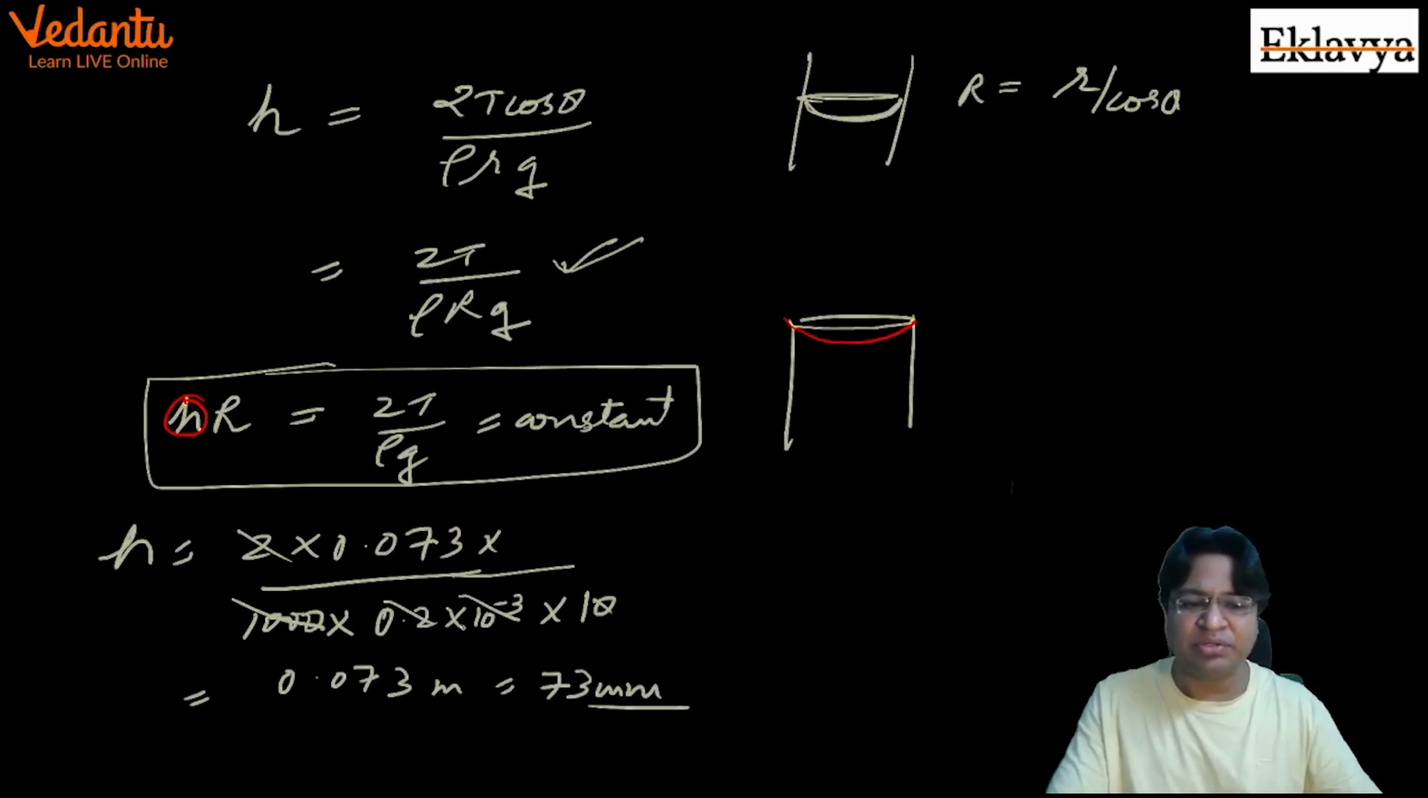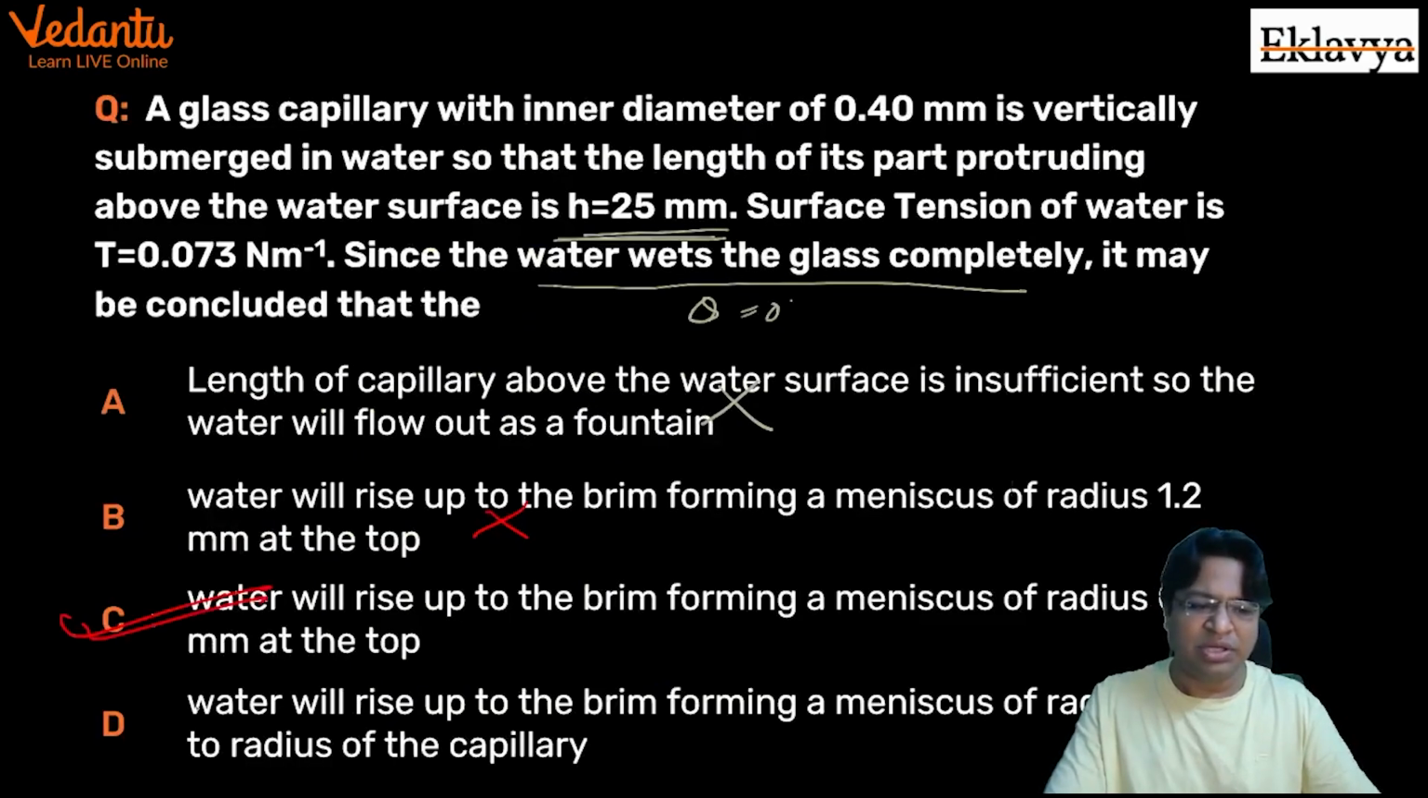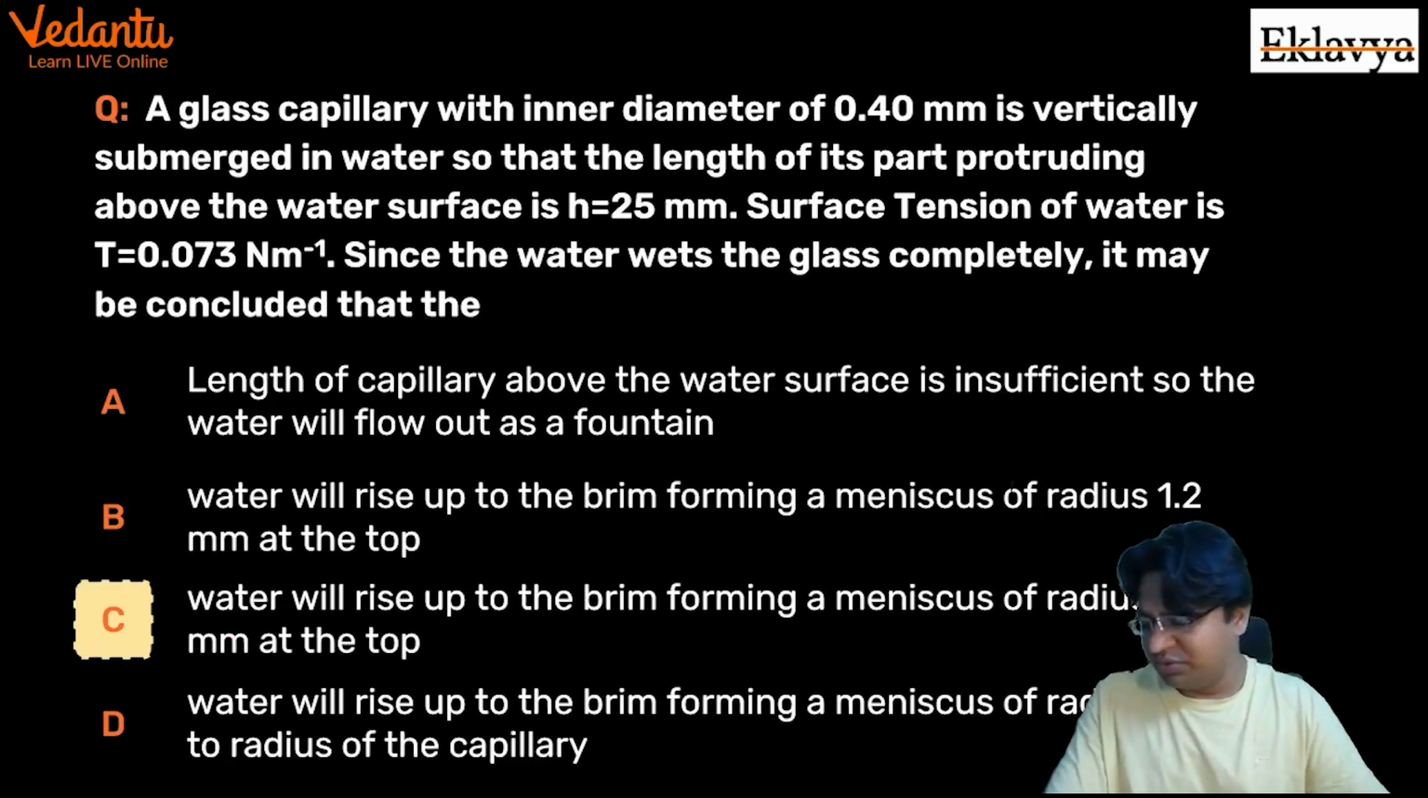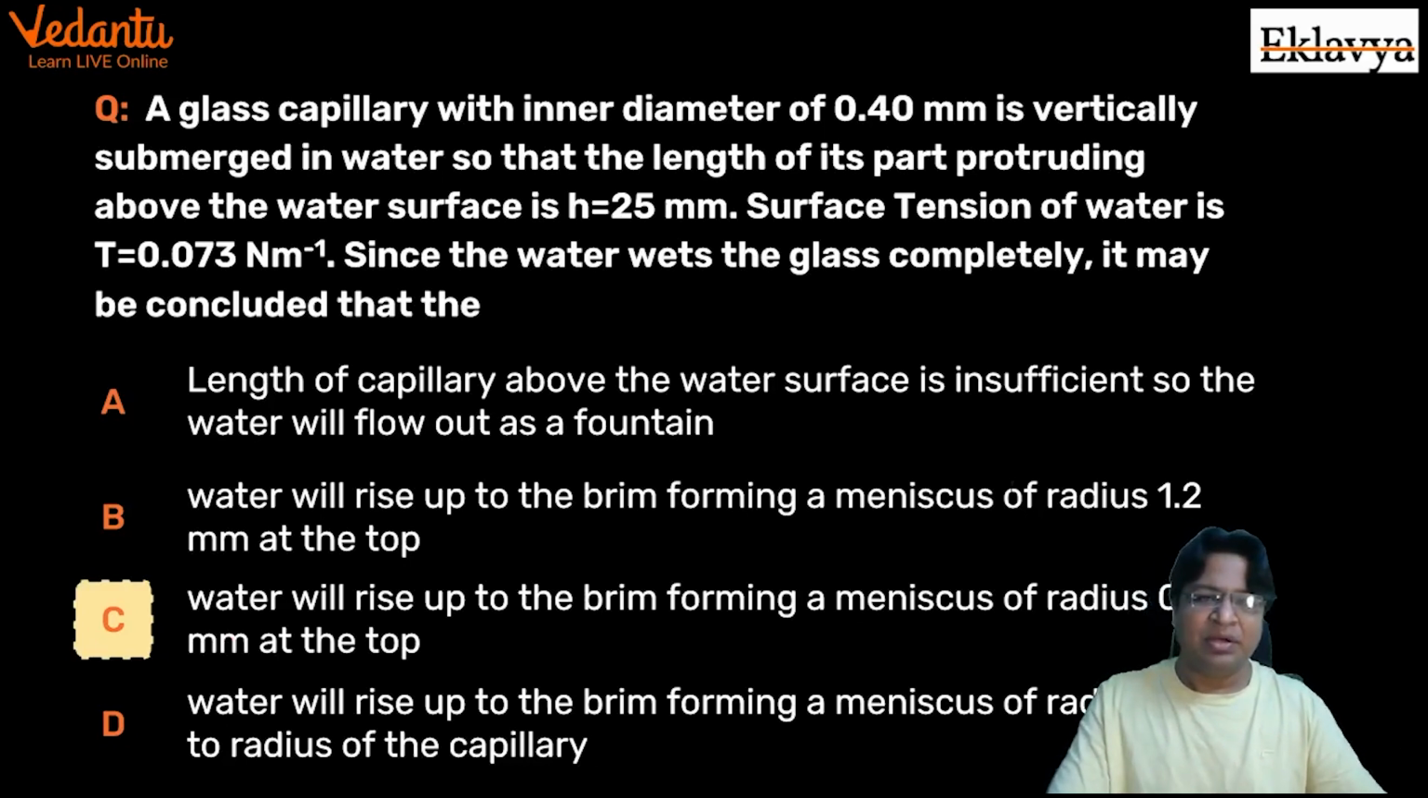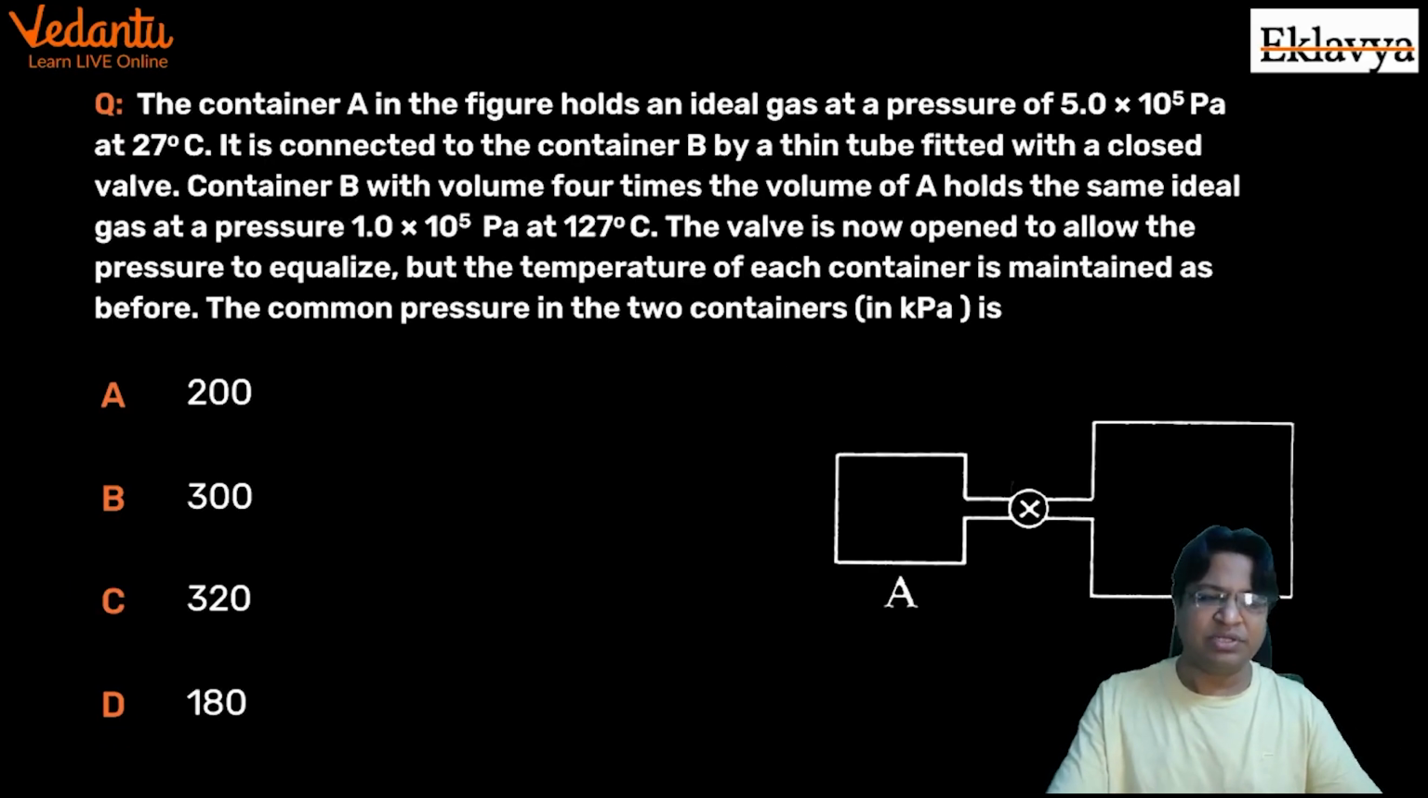That is a good approximation. So this option is correct, and this is incorrect. So C option would be the right one for this. All right, so C option is the right one to this. All right, students. Now we go to the next question.